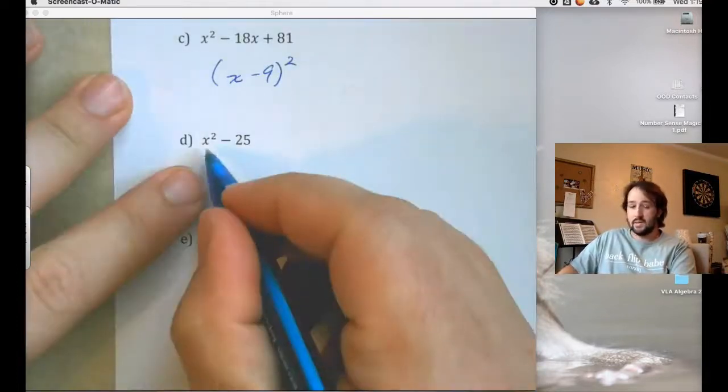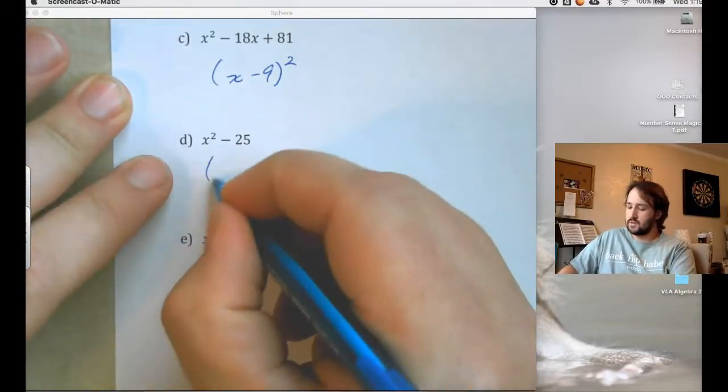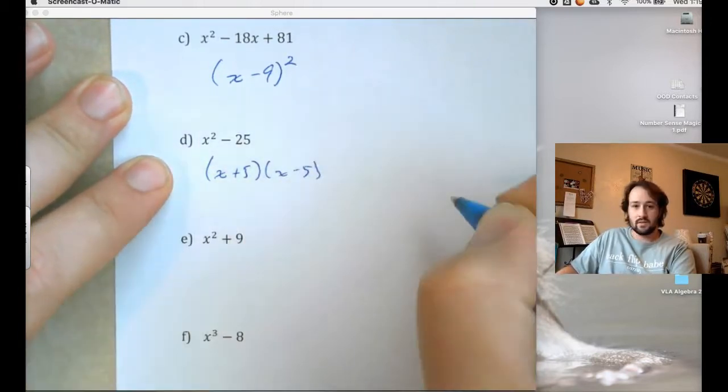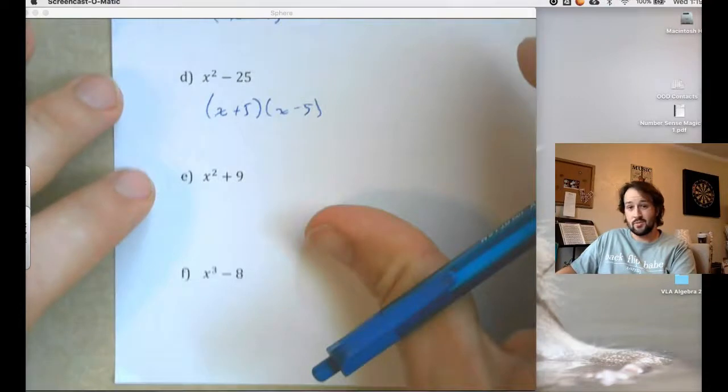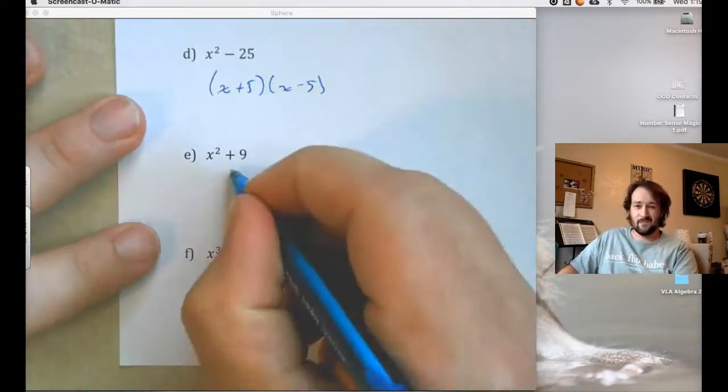Moving on. This x squared, that is 5 squared, so it's a difference of squares where we have x plus 5 and x minus 5. That's it. That's how you factor it. That's it. Super fast video. This one is actually not factorable.